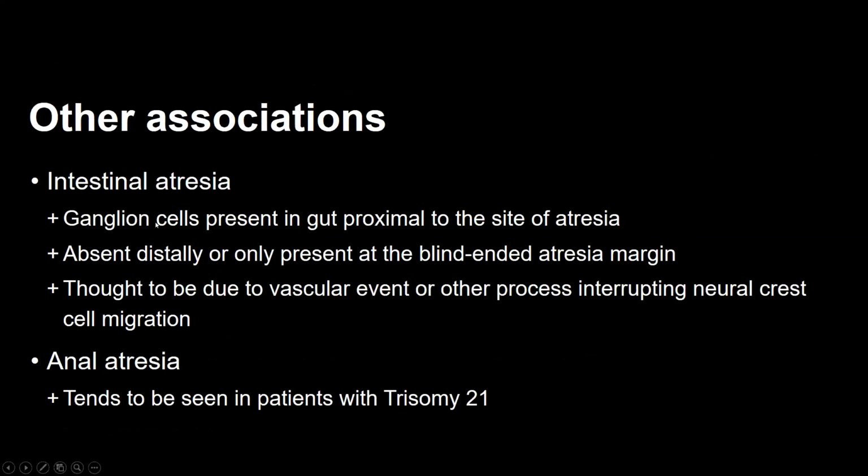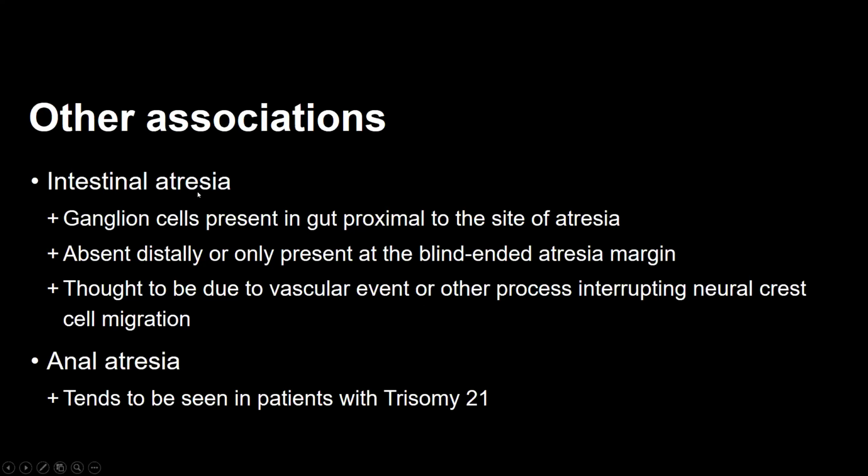And of course, that can happen because ganglion cells are present in the gut proximal to the site of atresia, and then they may be absent distally or only present at the blind-ended atresia margin. And that, of course, could be due to a vascular event during gestation that could interrupt neural crest cell migration. You see how easy those little cells are happily mingling and trying to make their way to the wavefront to innervate the entire length of that colon. So any process that could prevent them from migrating, and that's usually a vascular or ischemic event, will certainly do so, and you will end up with intestinal atresia and loss of ganglion cells.